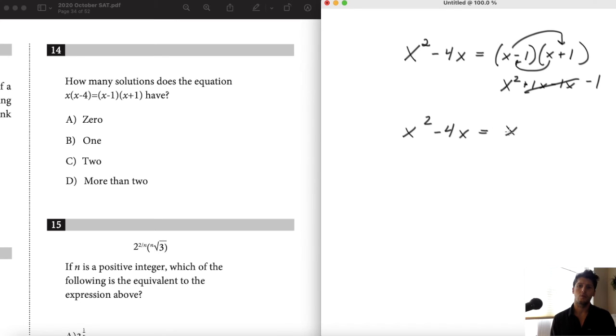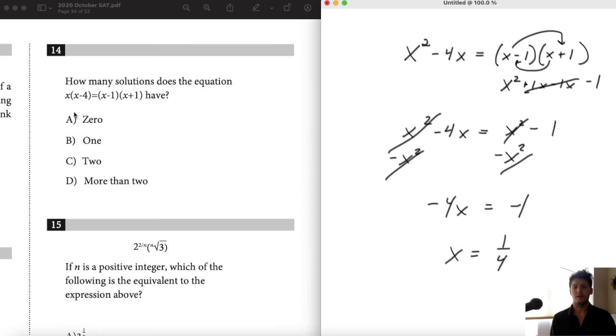Okay, so what I might do is subtract x squared from both sides, and so I can actually see what's going to happen here now. These cancel, and we have negative 4x equals negative 1. Divide both sides by negative 4, you'll get x is 1/4. That is one answer, right? Here's another way of thinking about that.